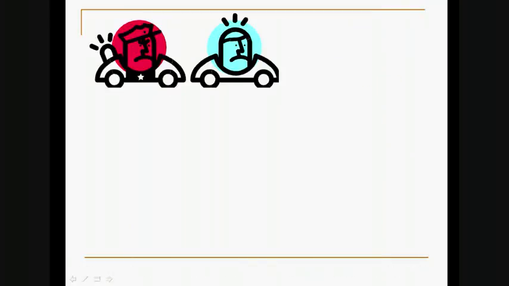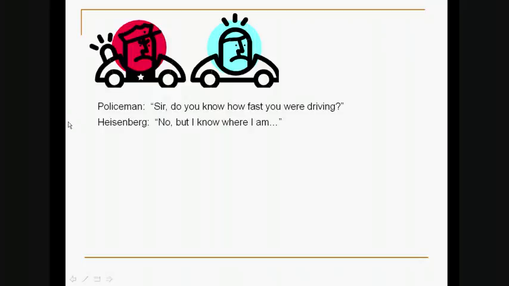Here's a famous joke. What you see here is Heisenberg riding his car, and he's driving pretty fast. A police car is chasing him, and at the end the police catches him and stops him. And one of the policemen asks, "Sir, do you know how fast you were driving?" And Heisenberg very calmly replies, "No, but I know exactly where I am."